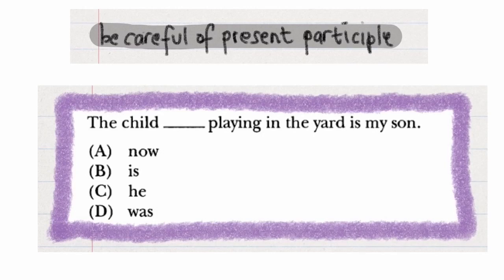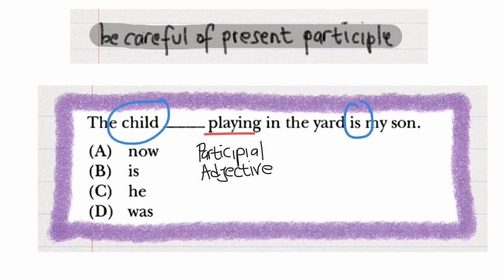You should recognize that playing is a participial adjective rather than a verb because there is another verb in the sentence, is. In this sentence, there is a complete subject, child, and a complete verb, is. So this sentence does not need another subject or verb. The best answer here is A.